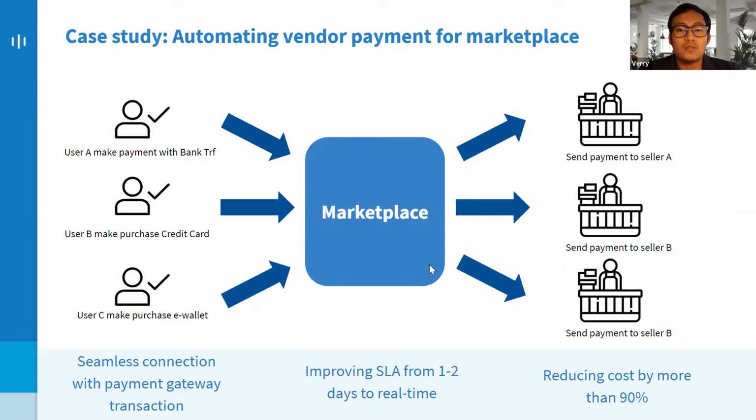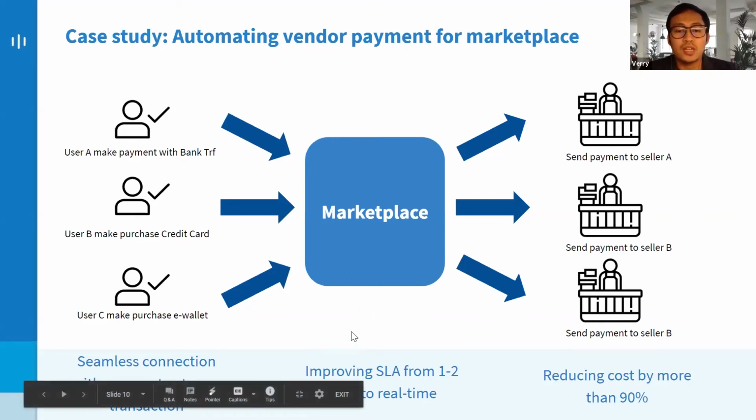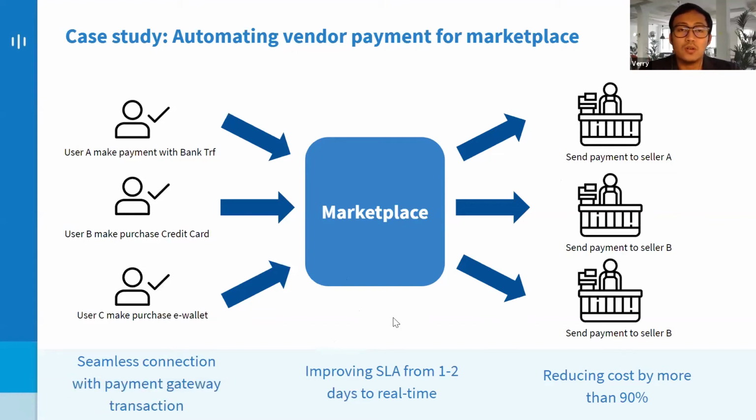So one of the benefits of using this solution is we can improve the SLA for payout from 1 to 2 days to real time. Why are we saying that? For those who are familiar with how money transfer works in Indonesia, there are 3 types of money transfer. One is the online transfer, second is SKN, and the third is RTGS, right? For SKN and RTGS, there is a shift every day, and there is also a limit on how much money you can transfer using each method.